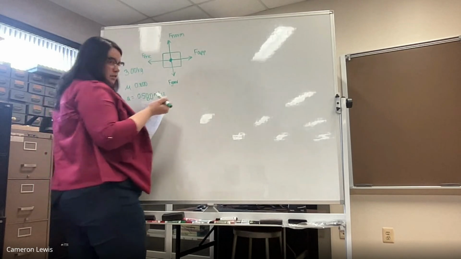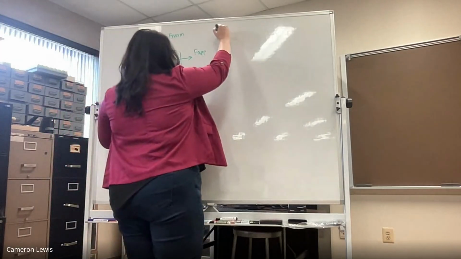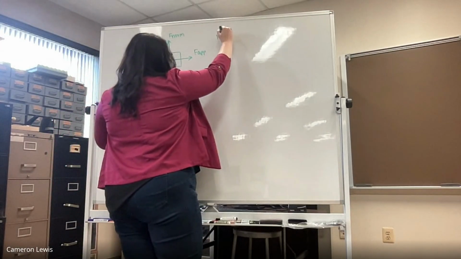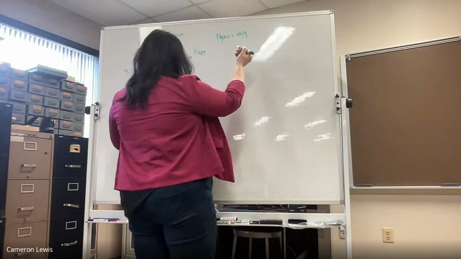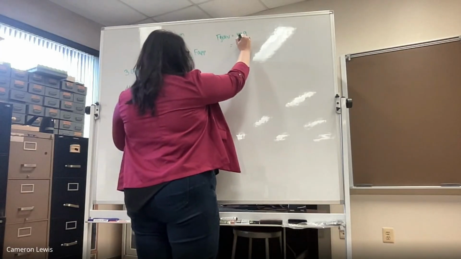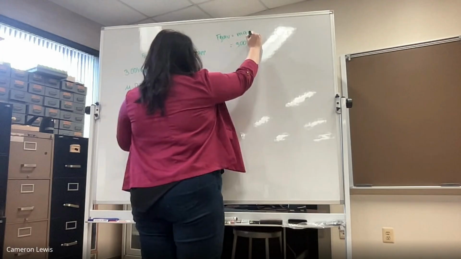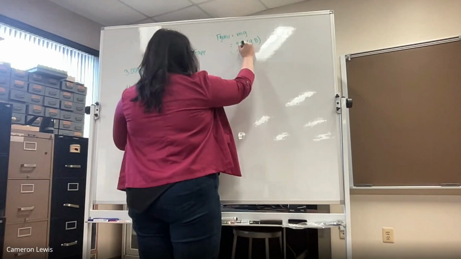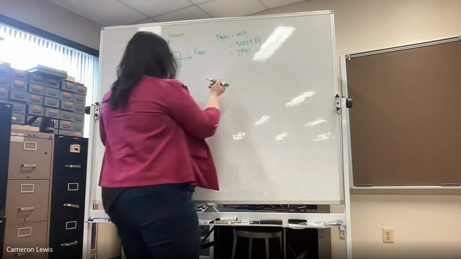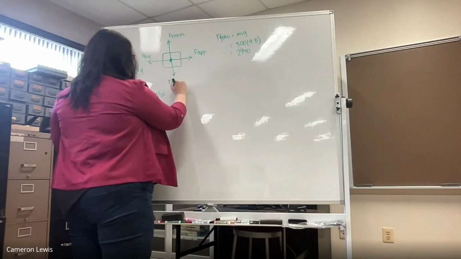All right, so I always start with F graph because I feel like it's really easy to find, which is going to be your mass times gravity. So we have 300 times 9.8, which gives us 2940. And I think it's always super easy to fill it in on the diagram too.